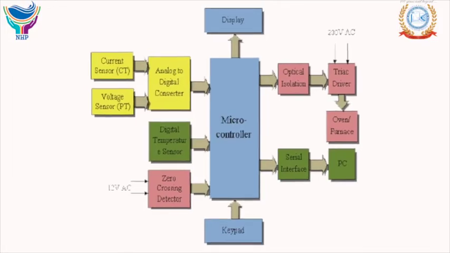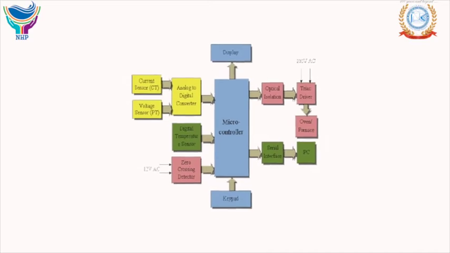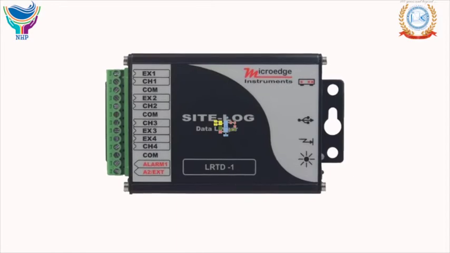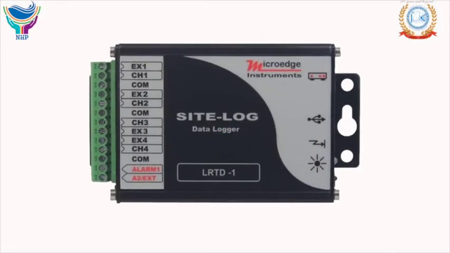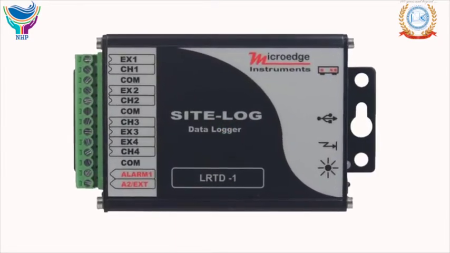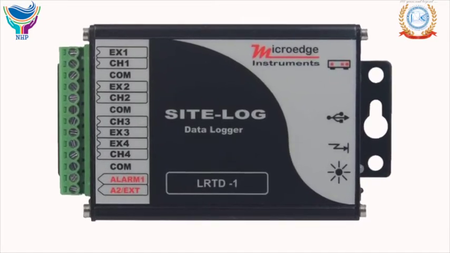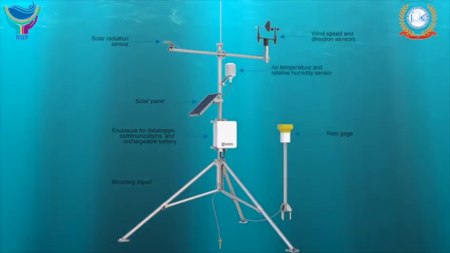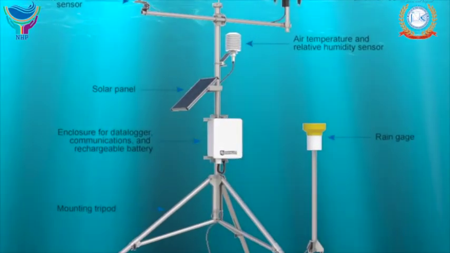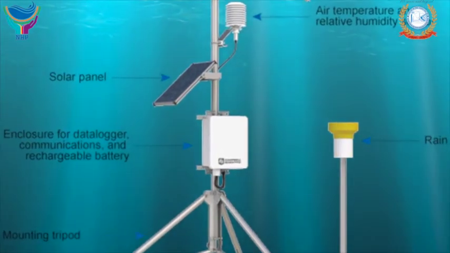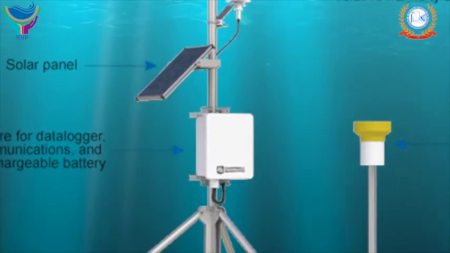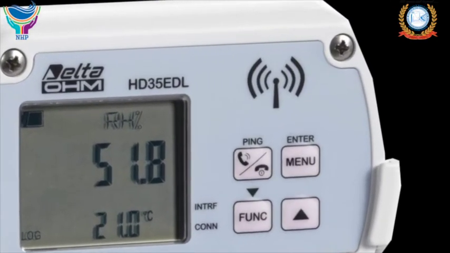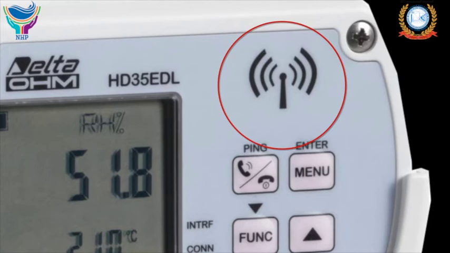This complete system, which is commonly housed in the environmentally protected enclosure, is also called a remote terminal unit (RTU) or data collection platform (DCP) or simply data logger. In some stand-alone systems, the data logger is an integral part of the sensors itself. Nowadays, few data loggers are available with inbuilt telemetry capabilities.